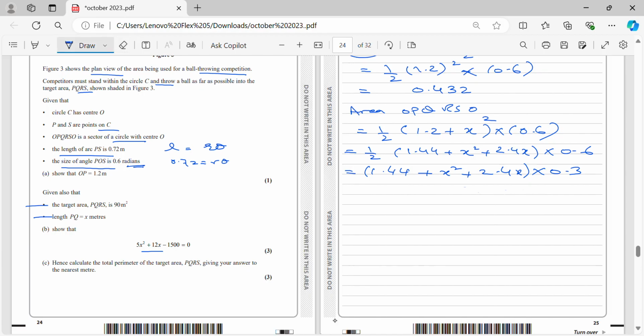Okay, 1.44 times 0.3 is 0.432, plus 0.3x squared, plus 2.4x times 0.3, which is 0.72x.